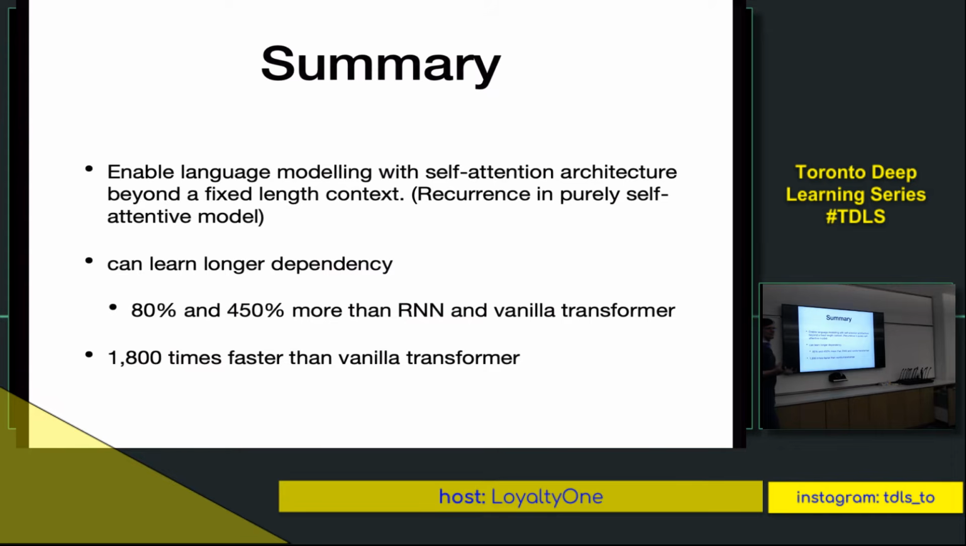Okay. So, in conclusion, Transformer-XL can enable language modeling with a positional-based architecture and a recurrent architecture, and can have context beyond the fixed length. They say they can have longer dependencies, 80% more than a recurrent neural network and 450% more than a vanilla transformer. And because of this reuse of the previous memory state, they say they are 1800 times faster than a vanilla transformer on their way of measuring it.